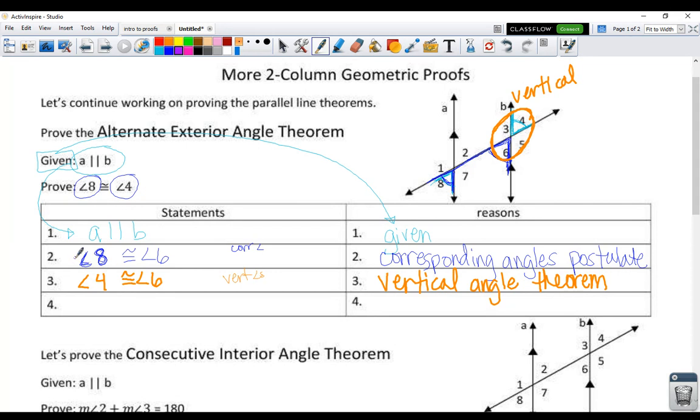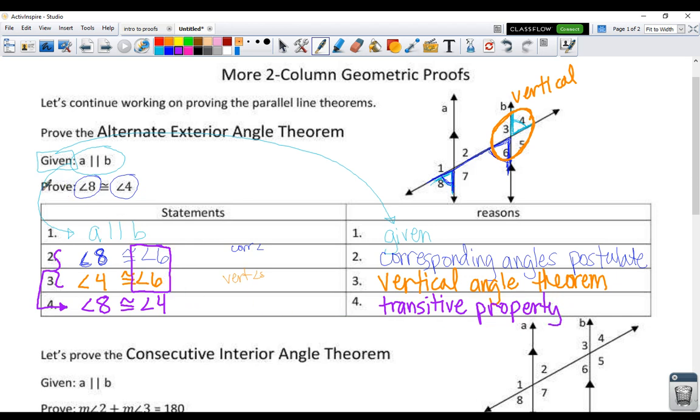So now let's look and see what we have. I have angle 8 is congruent to angle 6. I have angle 4 is also congruent to angle 6. So 8 and 4 are congruent to the same middle angle, which means that they have to be congruent to each other. There is no other choice. If 8 is the same as 6 and 4 is also the same as 6, that means 8 is the same as 4. So these two steps allow you to make the deductive reasoning that 8 is therefore congruent to 4. This is using something called the transitive property of equality.